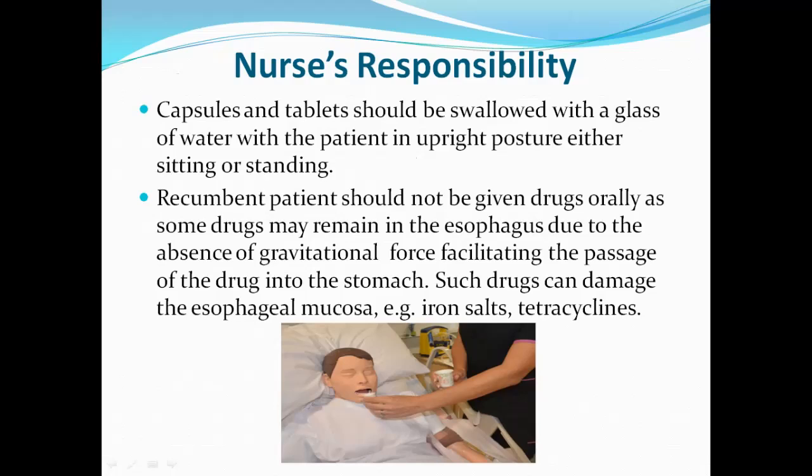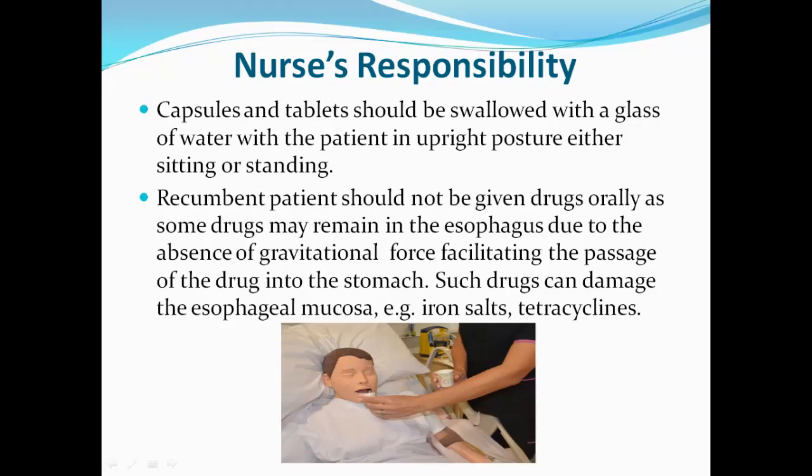Recumbent patients should not be given the drugs orally, as some drugs may remain in the esophagus due to the absence of gravitational force facilitating the passage of the drug into the stomach. Such drugs can cause damage to the esophageal mucosa. Examples of such drugs are iron salts and tetracyclines.